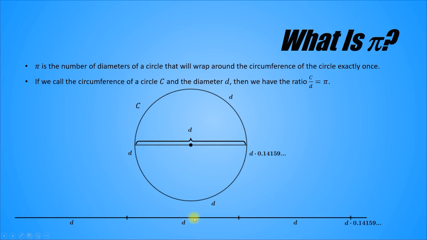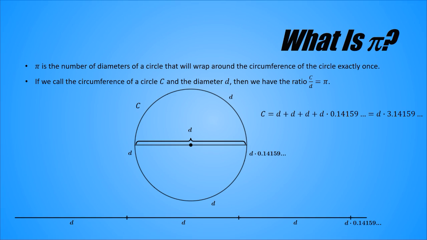And the length of this line segment is the same as the circumference of the circle. All I've done is unwrapped it and flattened it out. And so the length of this line segment is d plus d plus d plus d times 0.14159... And if I add those together, I get the diameter times 3.14159... And this number here is pi. The ... indicates that the decimal expansion of pi never terminates or repeats. And that's because the number pi is irrational, which I'll explain in a video later this week.